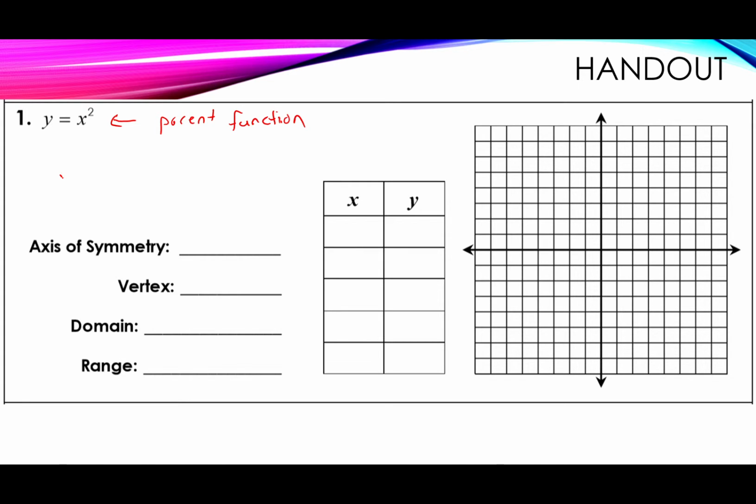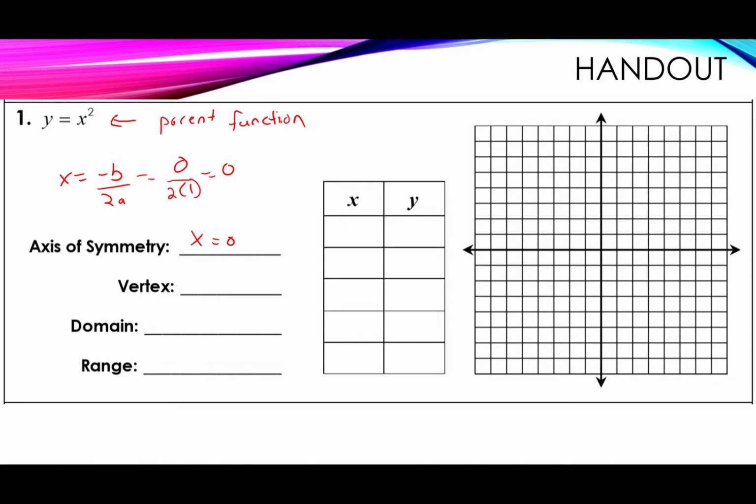And of course, the axis of symmetry is x equals negative b over 2a. Well, I got no b, right? So my b is going to be 0 over 2 times 1, and that's just 0. So x equals 0, okay?